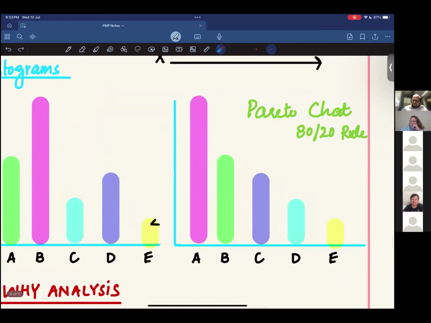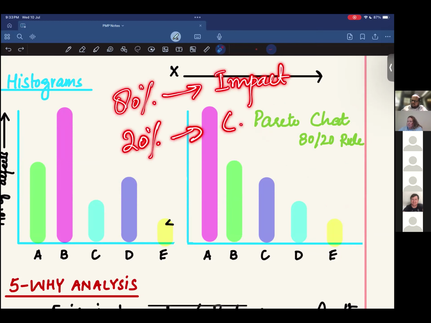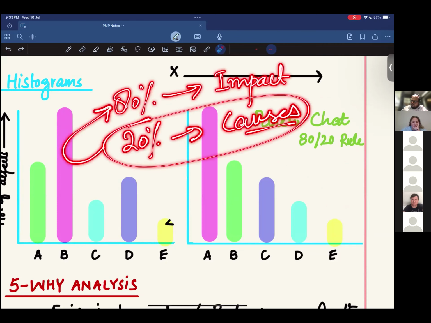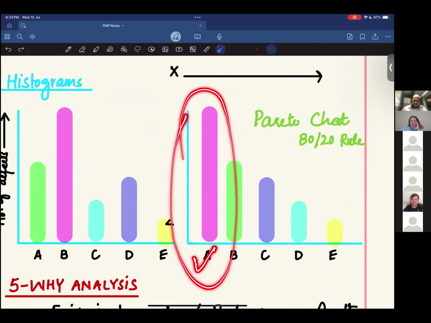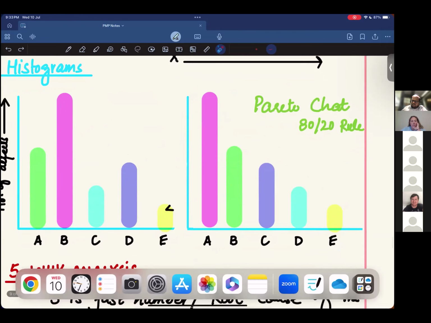Just additional information: a histogram in descending order is called a Pareto chart. It is based on the Pareto principle, the 80-20 rule, which means 80% of the impact is because of 20% of defects or causes. So if you handle this, you'll be able to get rid of 80% of the impact. It means if you handle A, most of the problem would be solved, right? So this is a Pareto chart. I hope it is clear. So the correct answer is histogram.